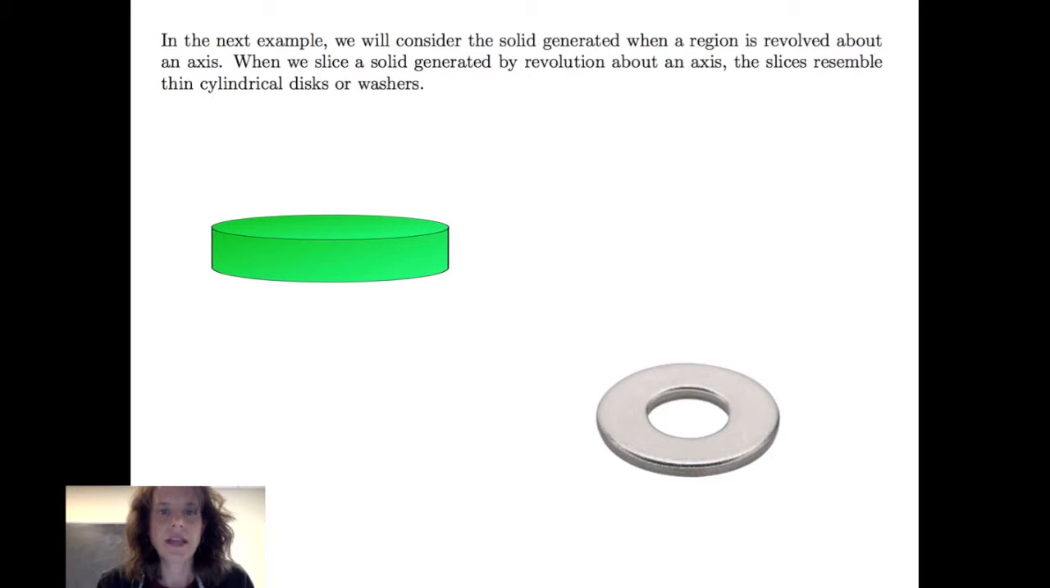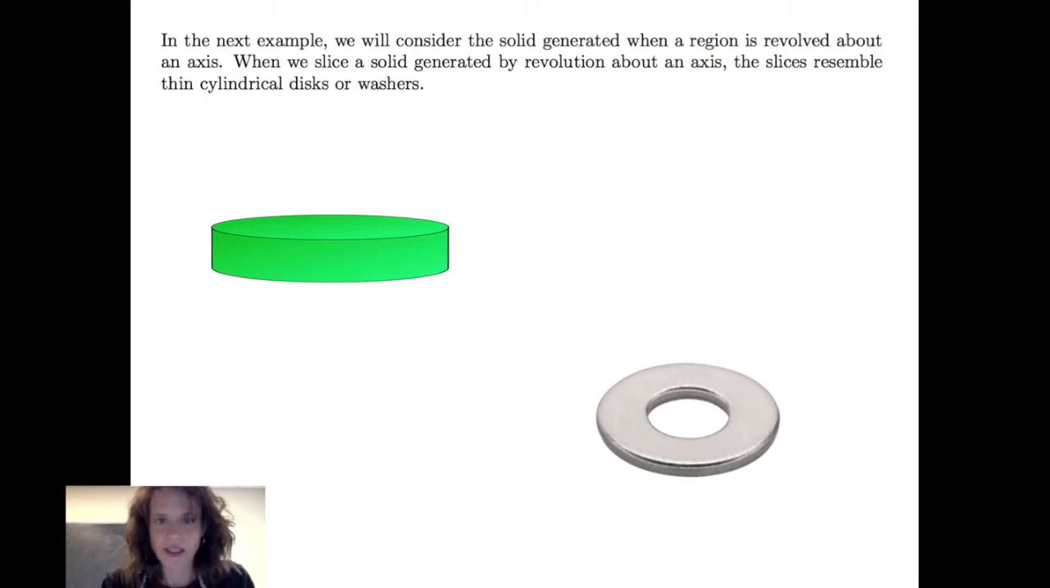So in this next example, we will consider the solid generated when a region is revolved around an axis. And when we slice a solid that's generated by revolution about an axis, the slices will resemble thin cylindrical discs or washers. And I've got a cylindrical disc and a washer pictured here.